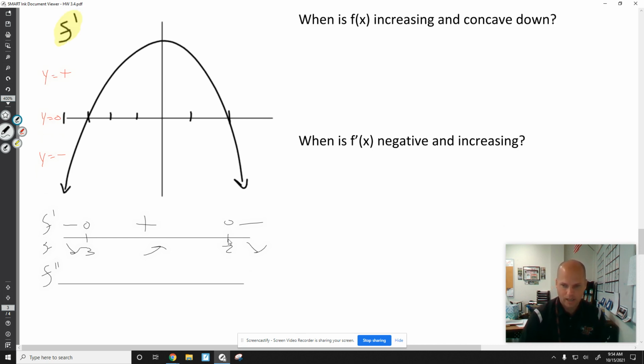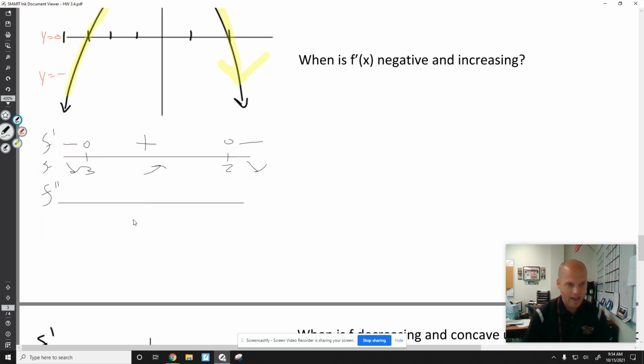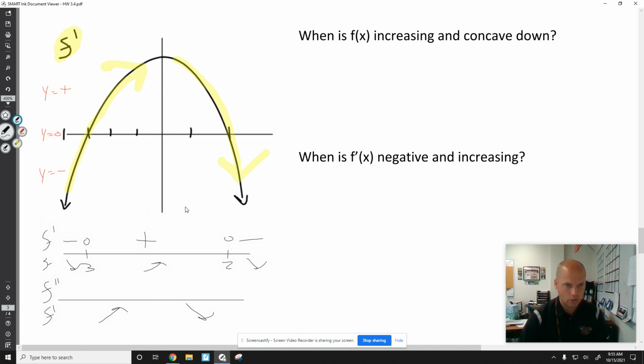F double prime. Two ways to do it. You can either look at when f prime is increasing, and I've seen some people do this, they drew arrows. It's like f prime is going up, then f prime is going down. That's one way you could do it.